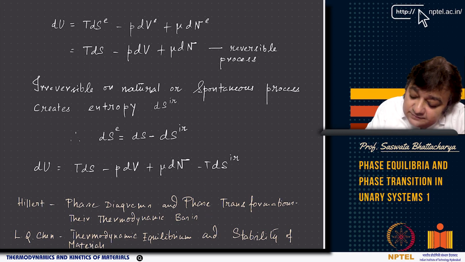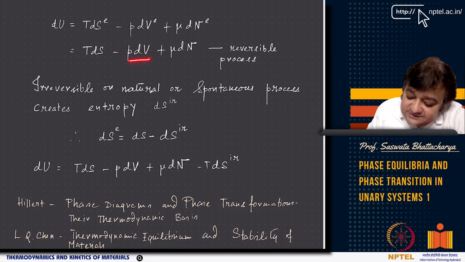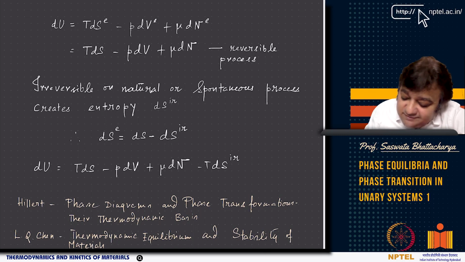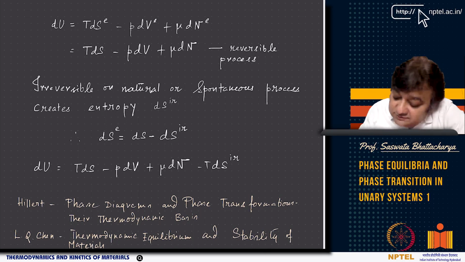Then what I'll write? I'll write T dS_E minus P dV_E plus mu dN_E, which is nothing but, for a reversible process, the same as TdS, that is change in entropy, minus PdV, that is change in volume, multiplied by pressure. And as you remember, U as a function of S, V, N, you have expanded and you have written this coefficient. So dU equals TdS minus PdV plus mu dN, right? So this is signifying a reversible process.